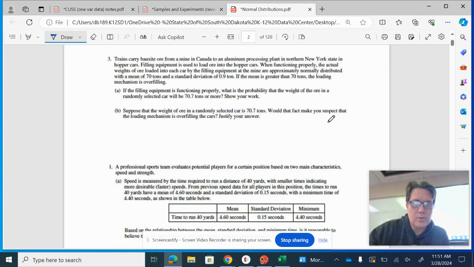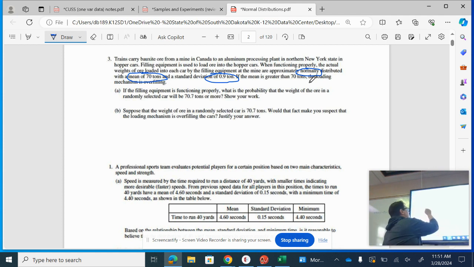Trains carry bauxite ore, New York State, in hopper cars. It has a mean of 70 tons. So here's our mean. Here's our standard deviation. Here's normal. As soon as you see those three things, you know you're dealing with a z-score question. So I don't have much room, so I'm going to do part A. We're going to do that down here.